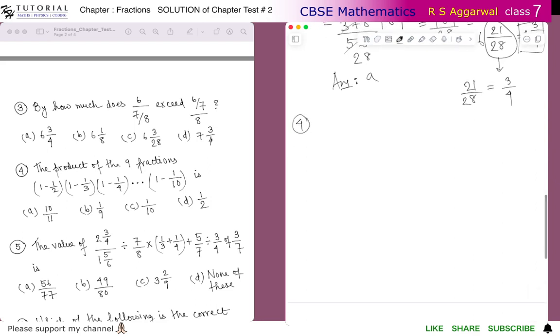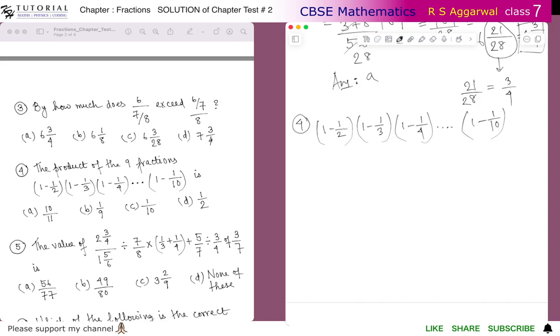Okay, let's do number 4, the product of the 9 fractions. It is asking what is the value of the product of the fractions 1 minus half, 1 minus 1 by 3, 1 minus 1 by 4, up to 1 minus 1 by 10. You see a pattern that there are 9 fractions. You can see 1 minus half, then 1 minus 1 by 3, so it's starting from 1 by 2, 1 by 3, 1 by 4, and going up to 1 by 10. So from 2 to 10 there are 9 numbers. Hence there are 9 terms in the product.